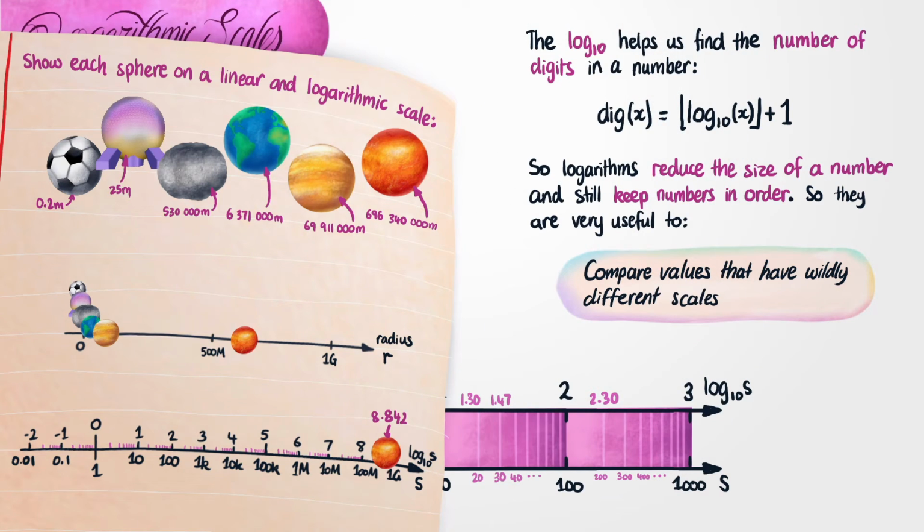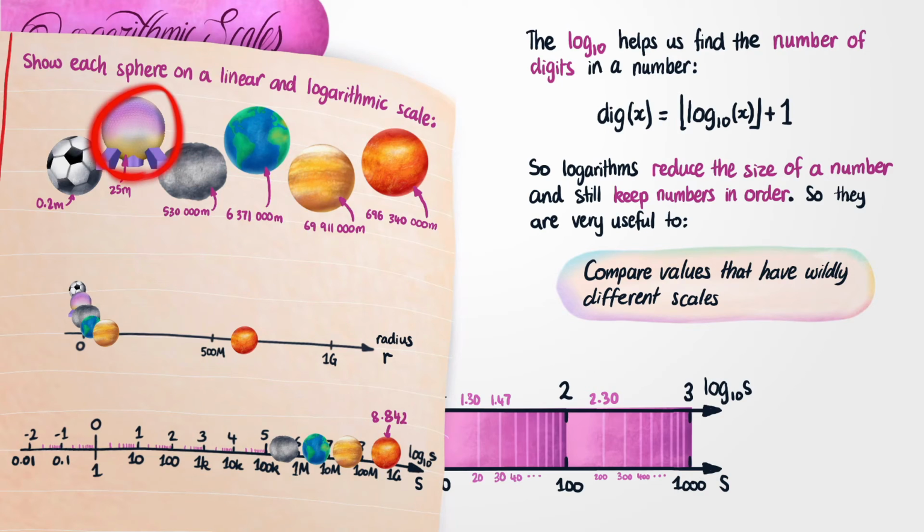So after this, we need to place Jupiter, and Jupiter is going to be somewhere between 10 million and 100 million, so it's going to show up roughly over here. And then after this, we want to place the planet Earth, and that's going to be somewhere between 1 million and 10 million, so it's going to go roughly over here. Now the Vesta asteroid is 500,000, so that's somewhere between 100,000 and 1 million, so it's going to show up right over here as well.